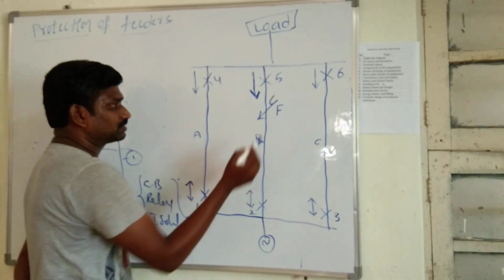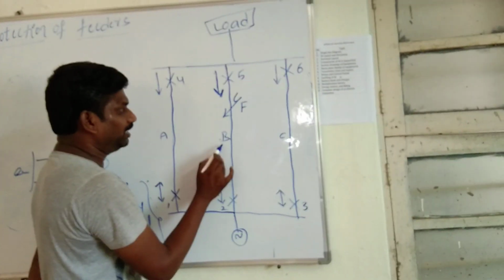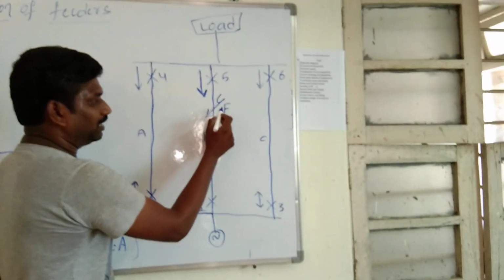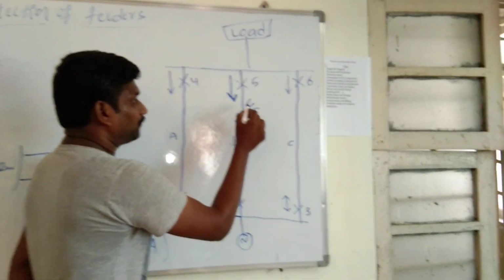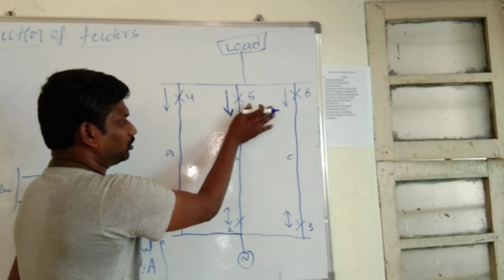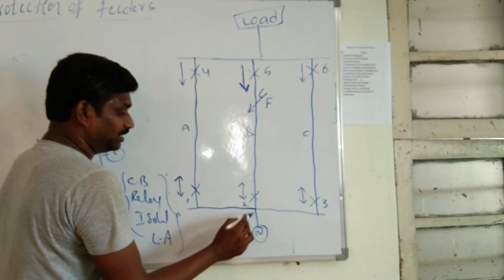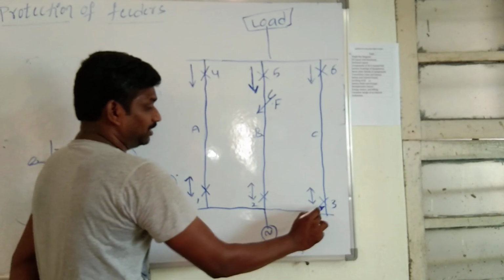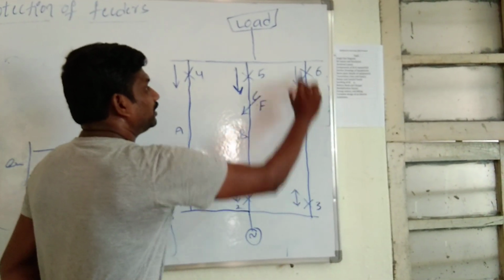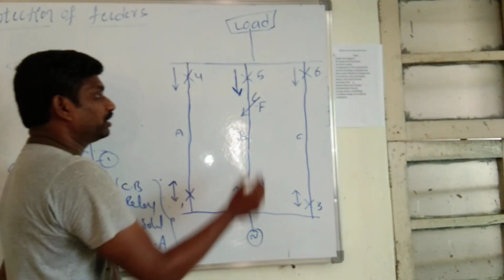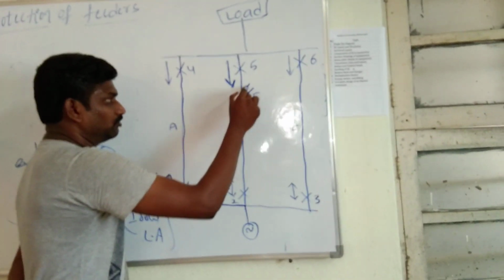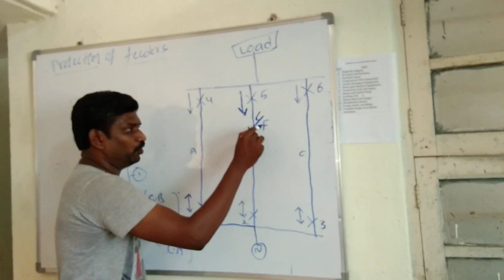Then let us assume a fault is produced on feeder B at point F. Okay, that is the fault point. During normal operation, without any fault, the current will be flowing in this direction, and here also the current will be flowing in this direction. Now the fault is produced on feeder B at point F.